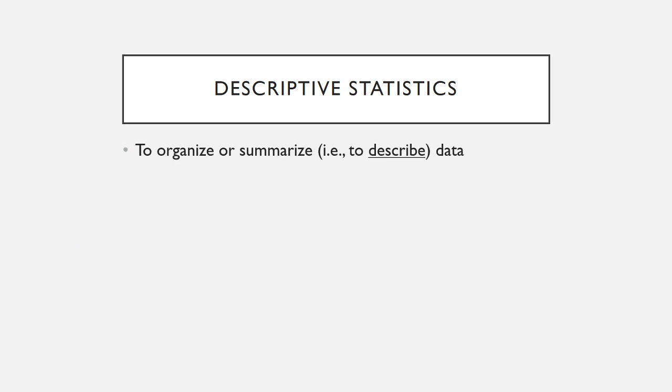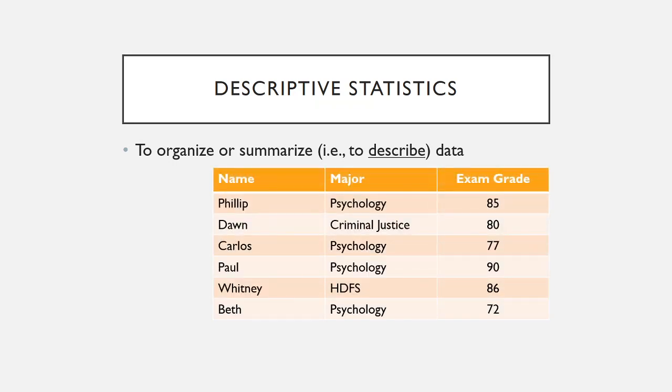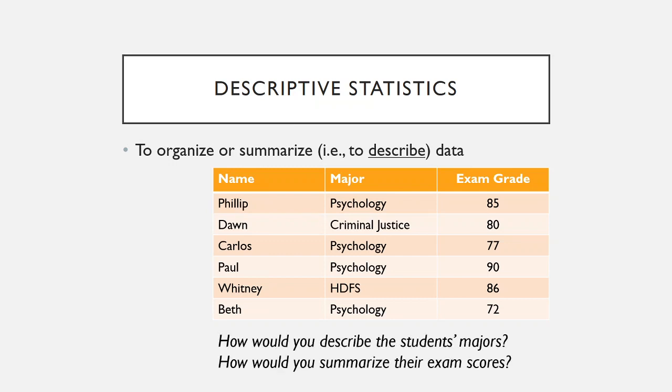Okay, like I said, descriptive statistics are more so to just summarize, again, merely describe the data you have in front of you. So the idea is you collect some data and you want to, in some way, synthesize or summarize what's going on there. So if, let's say, you have a tiny little data set where you just polled 6 people on their major and their exam grade, how would you go about describing what's going on there?